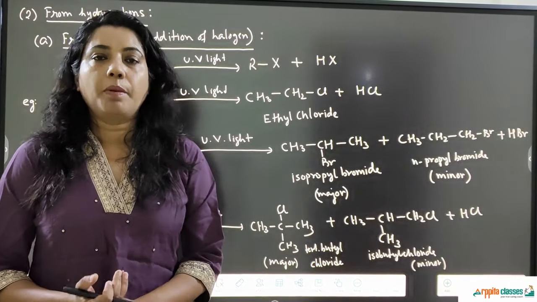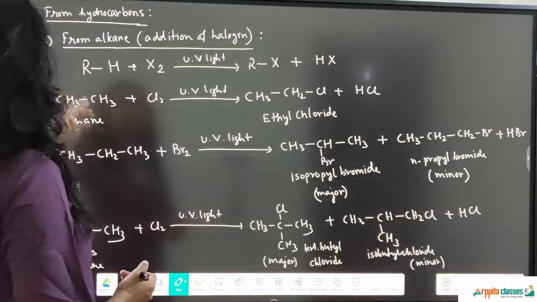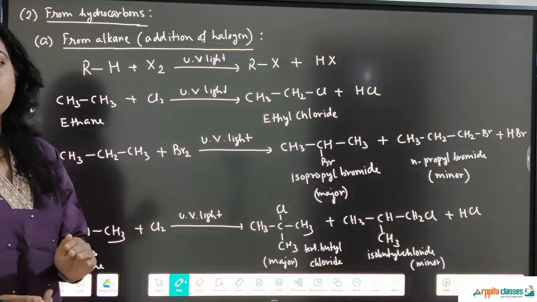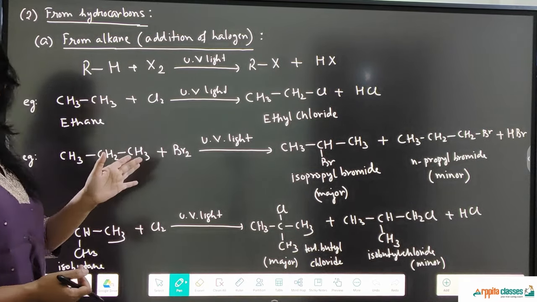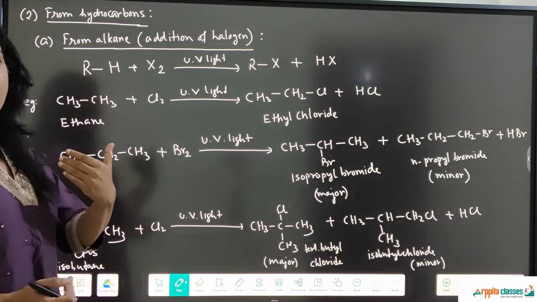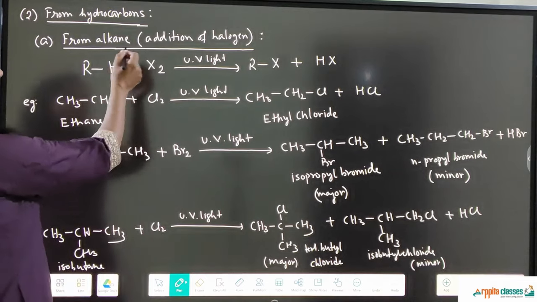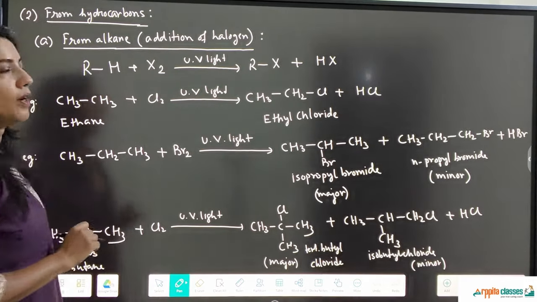Come to the next method of the preparation of haloalkane, and the next method is from hydrocarbons. There are two hydrocarbons from where we are going to prepare haloalkane. One is from alkane and the other one will be from alkene. So first we are going to see from alkane. From alkane we are producing it by addition of halogen.